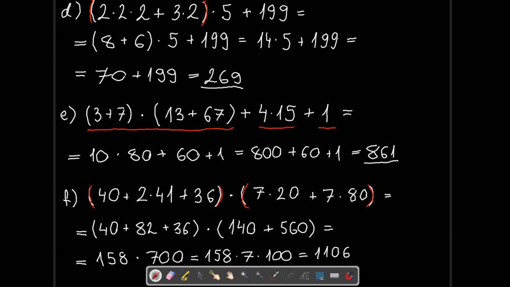Times 100. So we need to add 2 extra zeros to 1106. And that's 110,600. So this result is slightly bigger than the result in the previous examples. But that's cool.